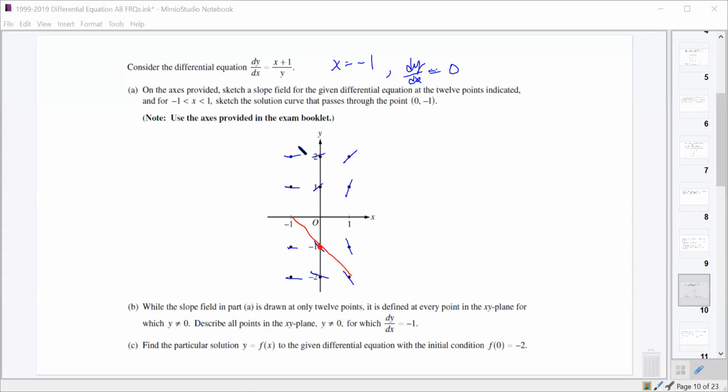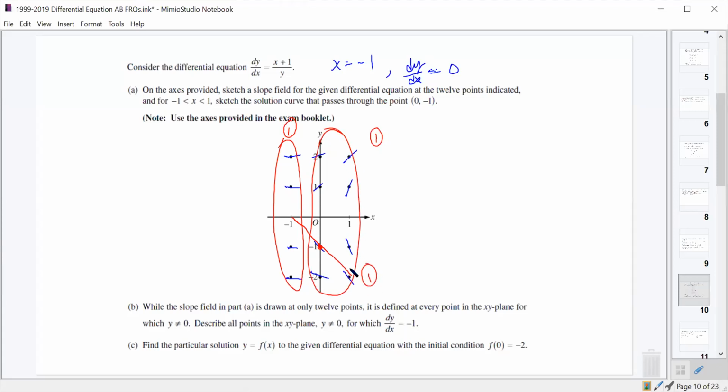Anyway, we said when x is -1, we had the slopes of 0, then we plugged the rest in, then we sketched the graph. All right, I just said that for the recording. So part B. And the scoring guidelines here is 1 point for the 0 slopes, 1 point for the rest of the slopes, and then 1 point for the solution curve sketch.